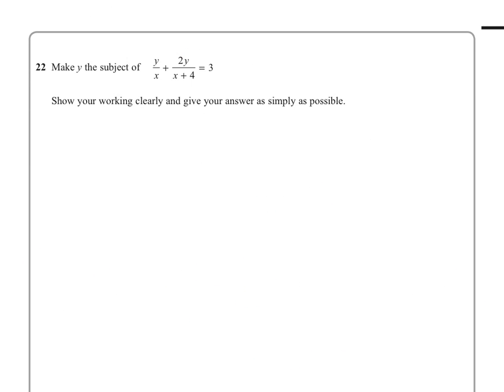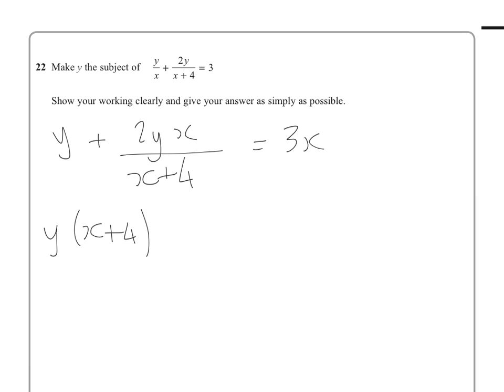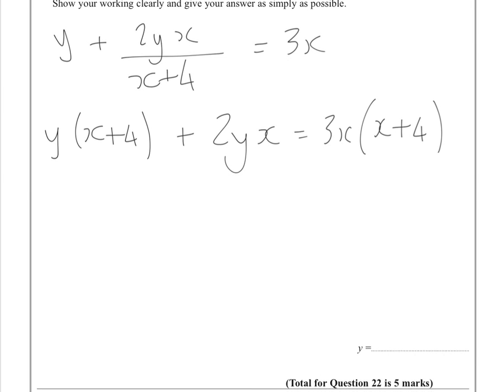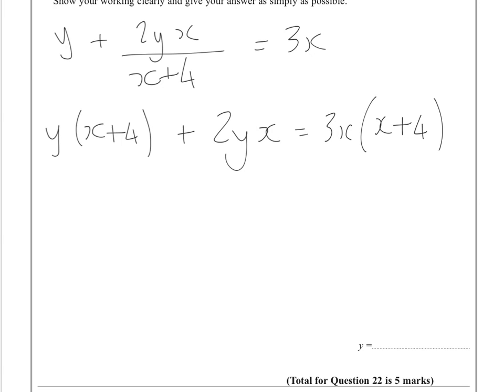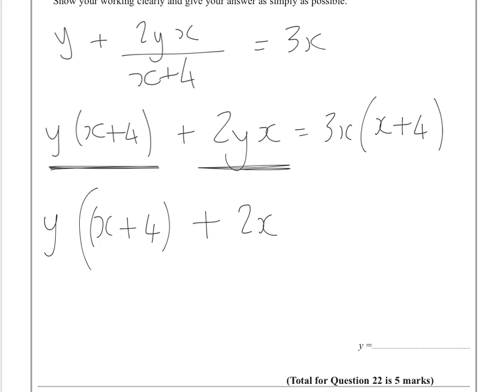Now there are several ways you can do this question. The way I'm going to do it is times every single term by x. And then times every single term by x plus 4. Now we need to make y the subject, so I'm going to factorise the left hand side. I've got y in both terms on the left hand side. Y times x plus 4 will give me this first term here. Y times 2x will give me this second term here. I know that equals 3x brackets x plus 4.